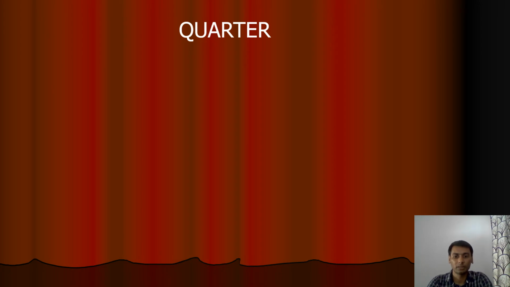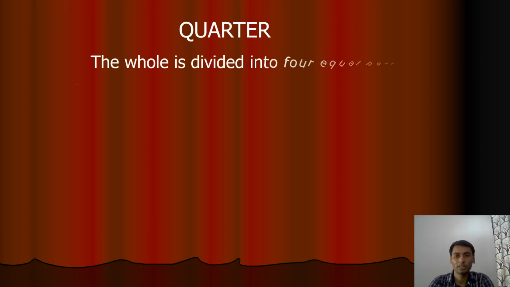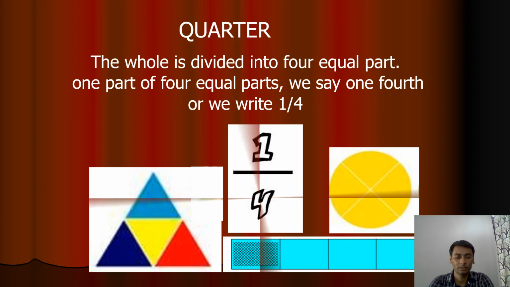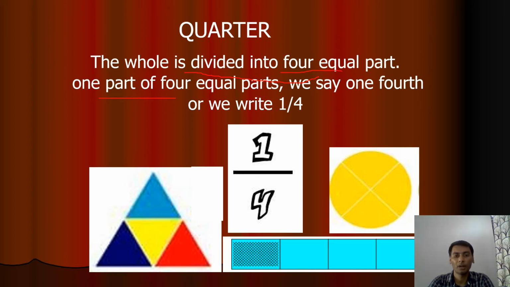Now the quarter. What is a quarter? We have to write the fraction for any object if it is divided into four equal parts. That means the whole object is divided into four equal parts, and one part out of four equal parts we say one fourth, or we can write 1 by 4.